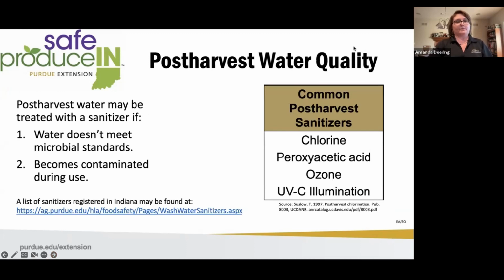All right. So for post-harvest water, we could add a sanitizer. Over here are some common post-harvest sanitizers: chlorine, peroxyacetic acid. First off, like I said in the beginning, there's nothing saying you have to wash your produce. And if you do decide to wash your produce, there's nothing saying you have to put a sanitizer in it. Your buyer may make you, and if your buyer is telling you you have to do that, and that's where you want to sell, you have to do it. But there's no regulation that says you have to wash, and if you do wash, there's nothing saying you have to use a sanitizer.